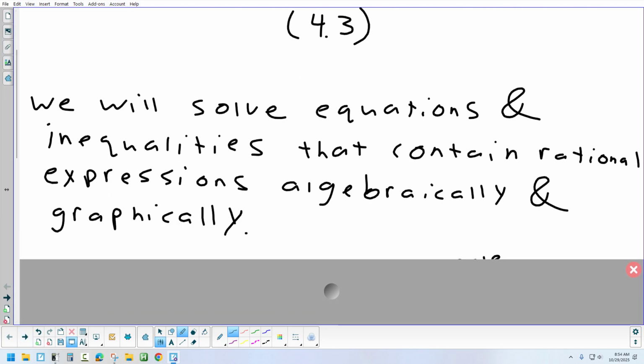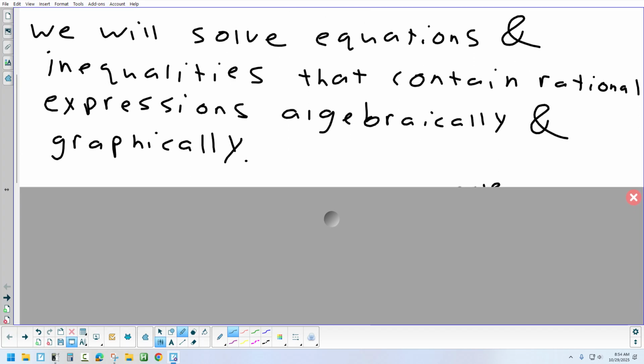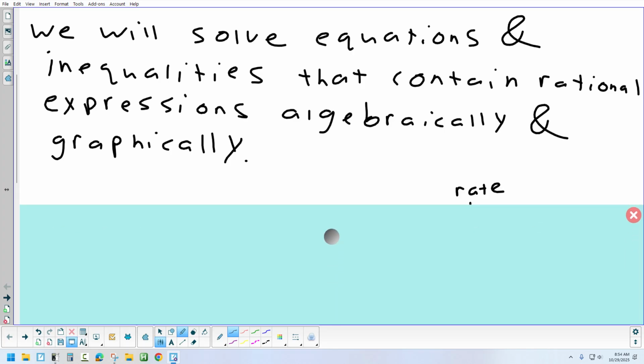We're going to start out by solving some equations algebraically. We might look at some graphically as well. And the first problem we're going to look at is a word problem. And it's going to be a distance, rate, time problem.